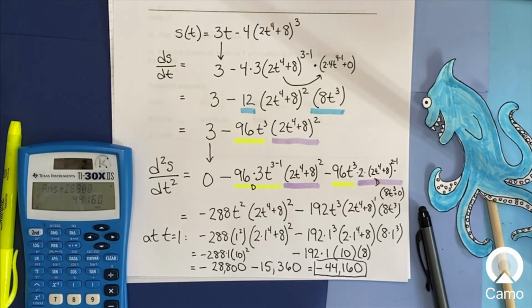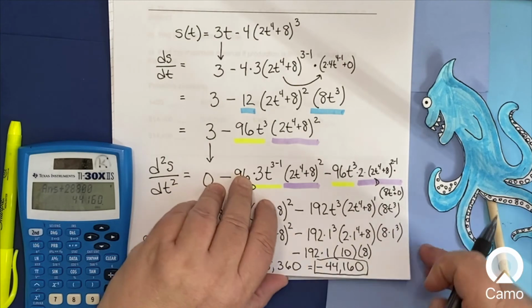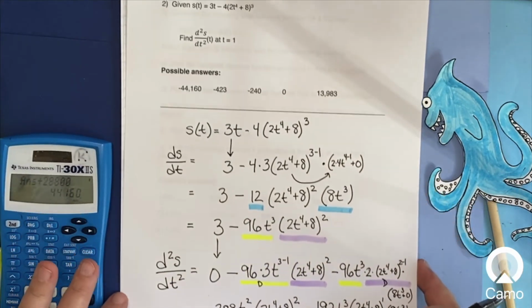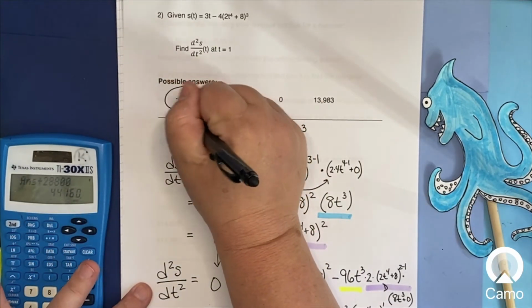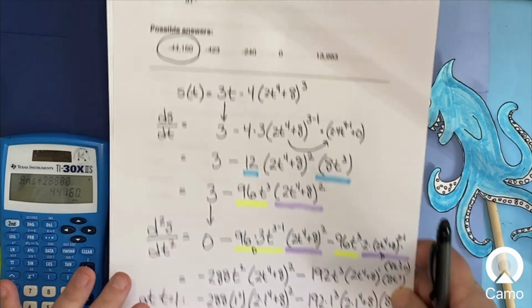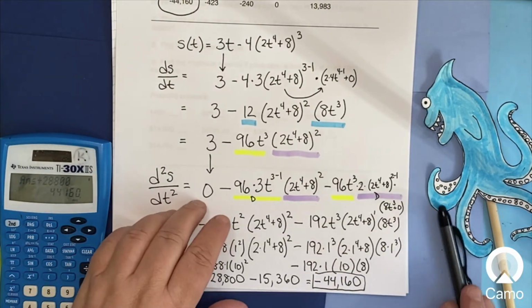So one thing you might ask me is, wait a minute, these are both negative, why did you add? And I'll remind you that if you get negative 28,800 minus 15,360, since they both have minuses, we actually add them together. We add the values with a minus out in front. Okay, let's hope this is available in one of those. It is! Oh my goodness, we're so happy.